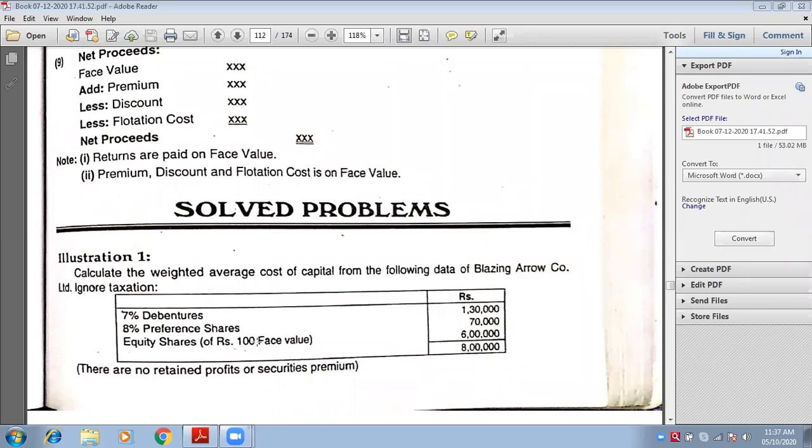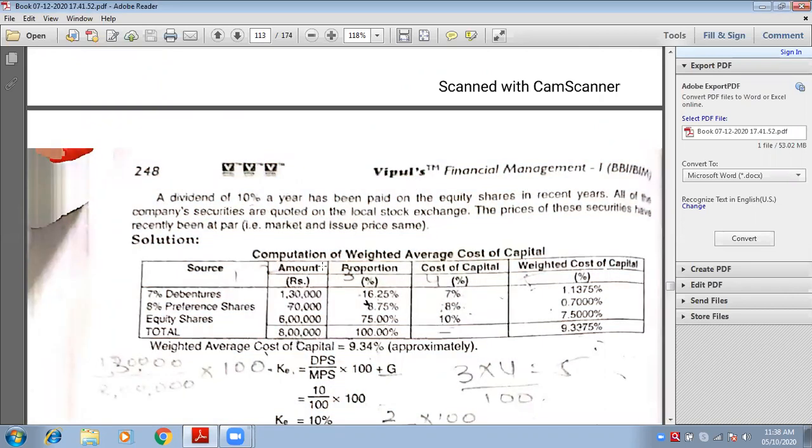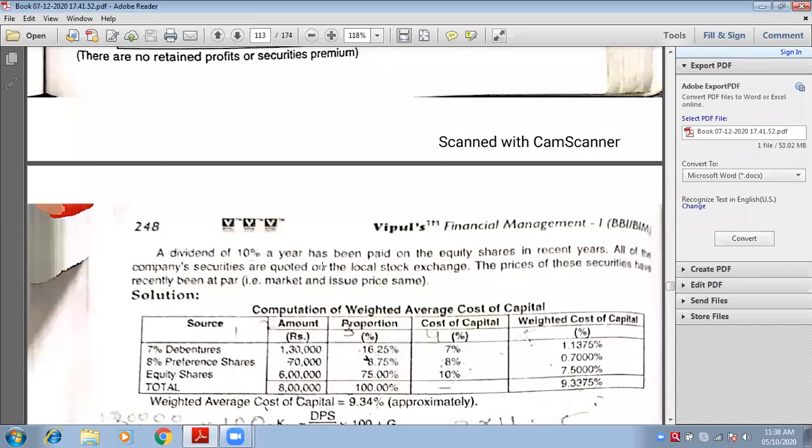Equity shares, face value 100, is given in the bracket, and it is 6 lakh rupees. And the rate of dividend is not given. Can you see? Equity's rate of dividend is not given. We will have to calculate. Okay, it is given, I think. The further information is given. A dividend of 10% has been paid to equity shareholders in recent years.